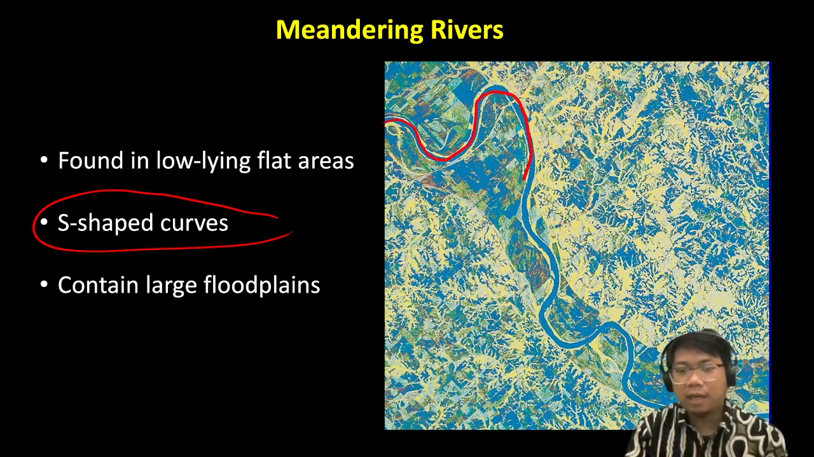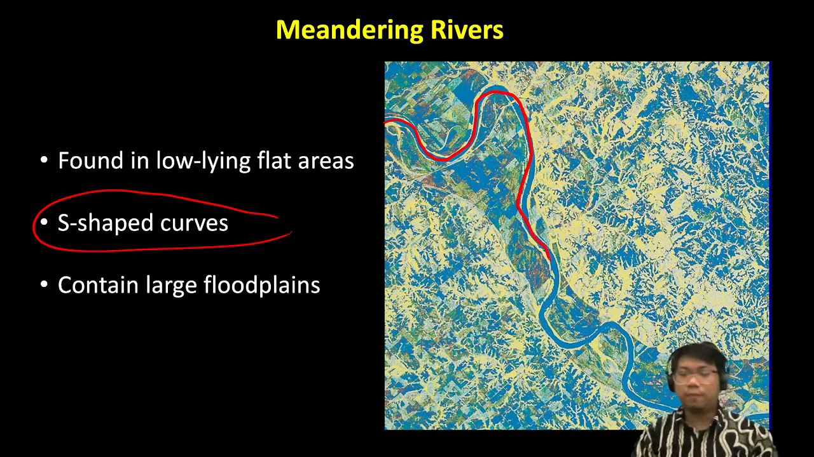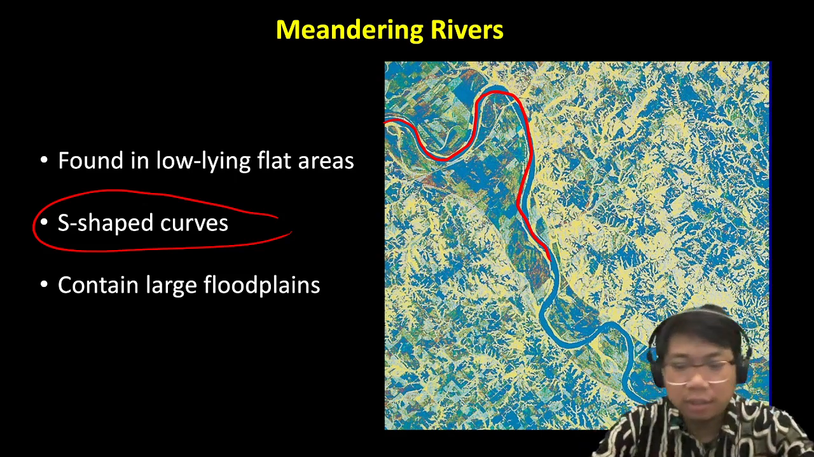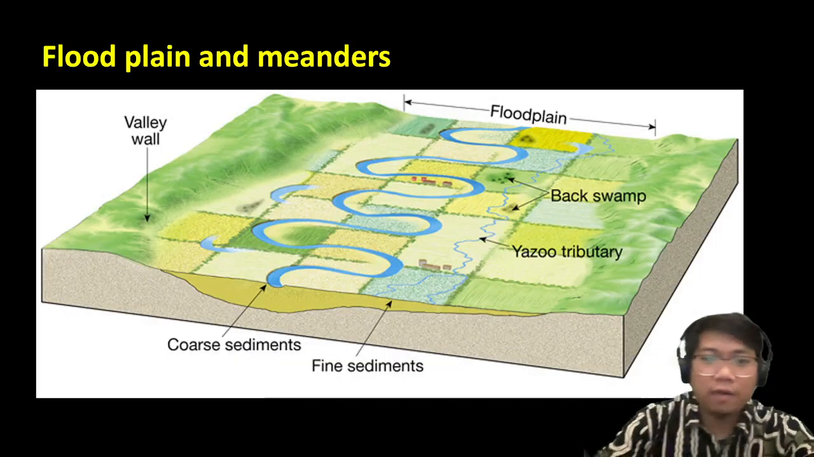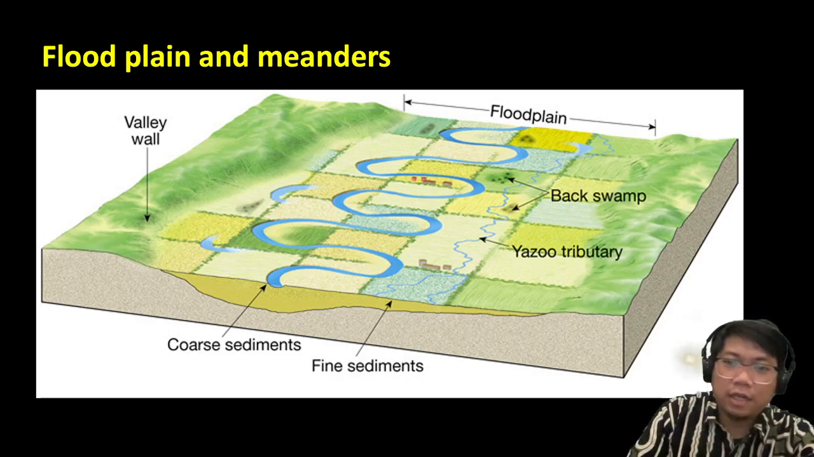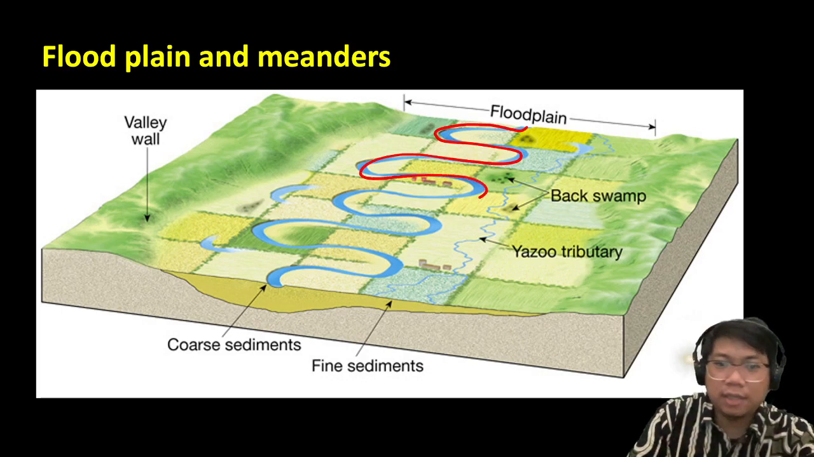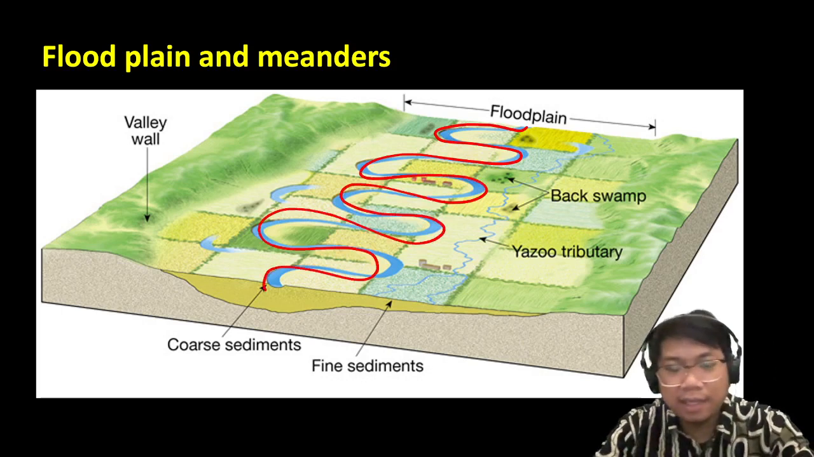channel, and unlike braided streams, a meandering river typically consists only of a single channel that has a very curvy shape. Okay, so here is another illustration of a meandering river. As you can see here, it's very easy, because to me it looks like a snake going side to side like that.